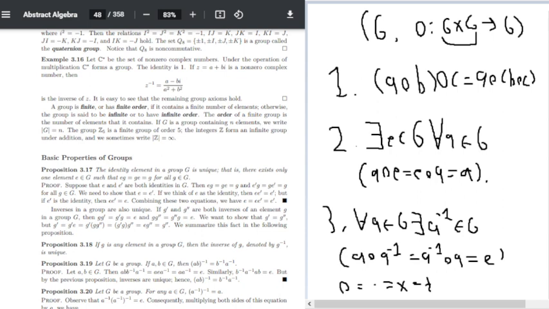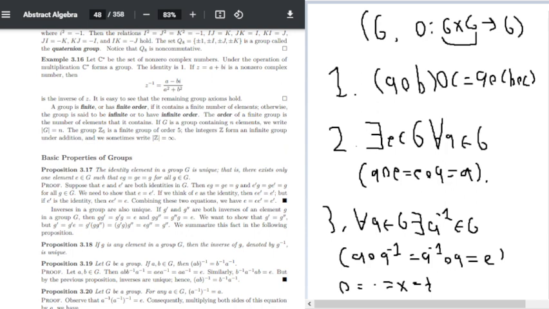A group is finite, or has finite order, if it contains a finite number of elements. So when we're talking about a group being finite, we mean the set that we're taking an operation over is finite. The group is said to be infinite, or to have infinite order, if it does not have a finite number of elements, the set that we're taking the group over. The order of a finite group is the number of elements that it contains.